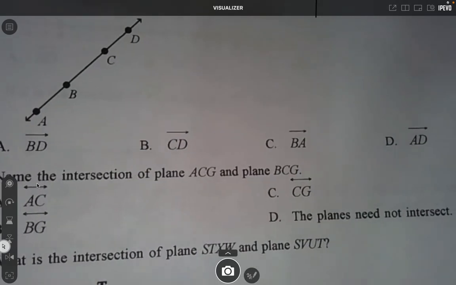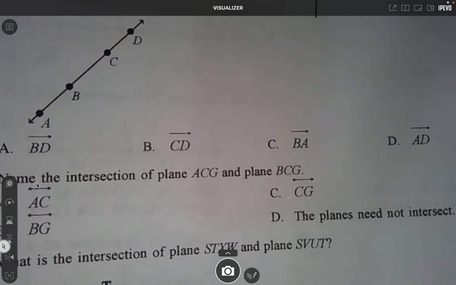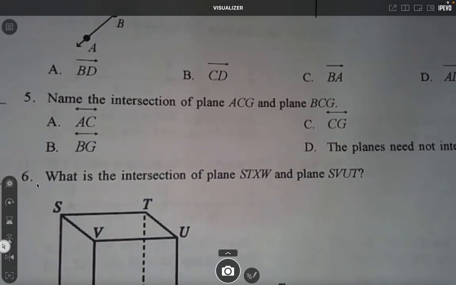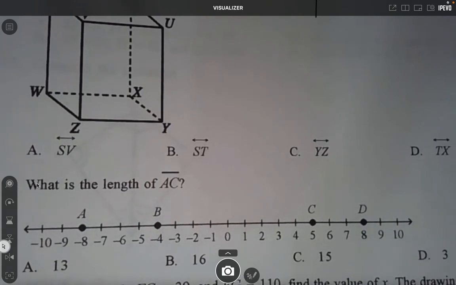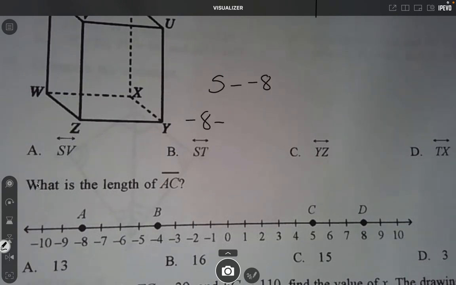Number, let's see. 7. What is the length of A to C? You could just go and count, or what else can you do? You could just subtract them, right? 5 minus -8, or some of you might do -8 minus 5. Either way, what do we get? 13. I know that's -13, but if we're talking about a distance, what's it going to be?